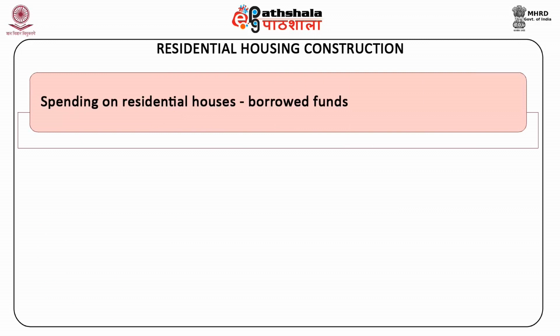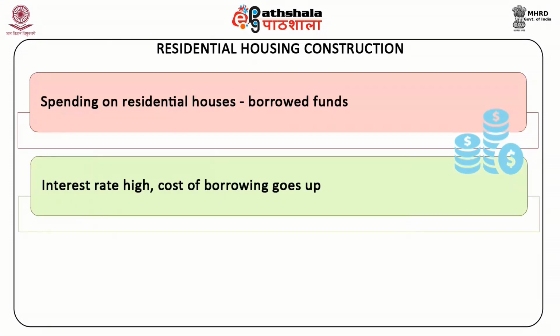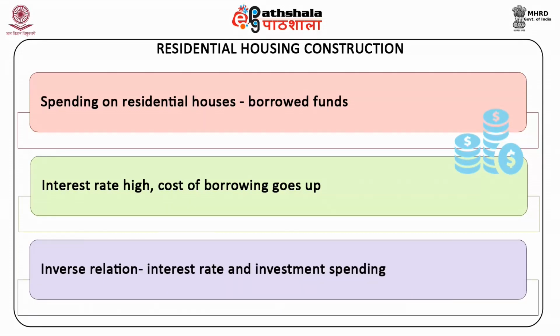Generally, spending on residential houses is done using borrowed funds from the market. If the interest rate is high, the cost of borrowing goes up and there will be less demand for investment in residential housing construction. So, this justifies the inverse relation between interest rate and investment spending.